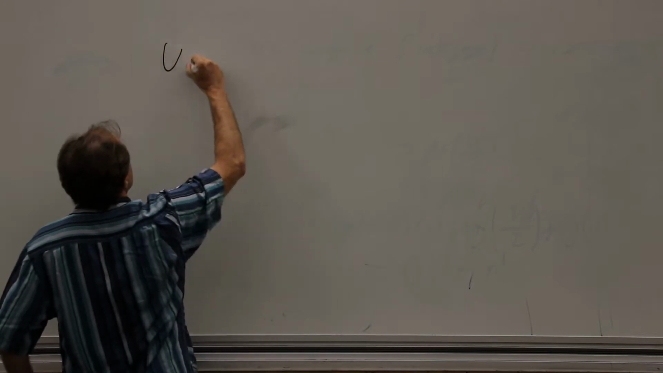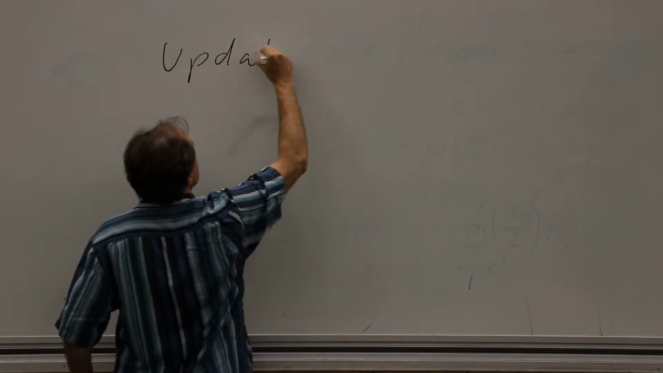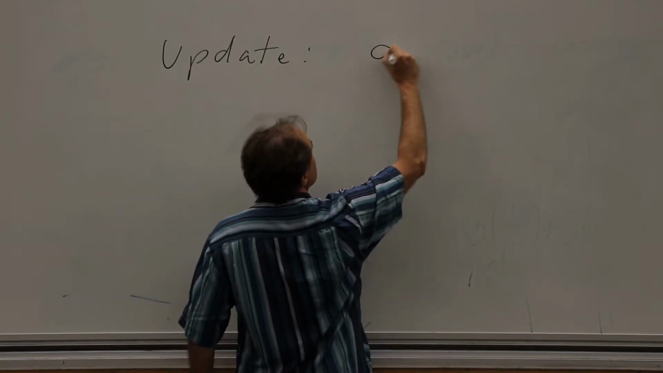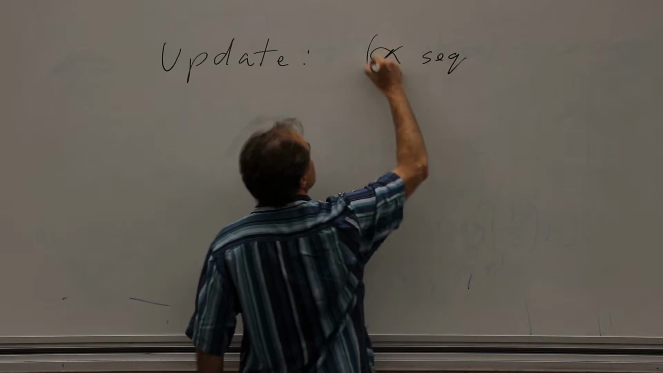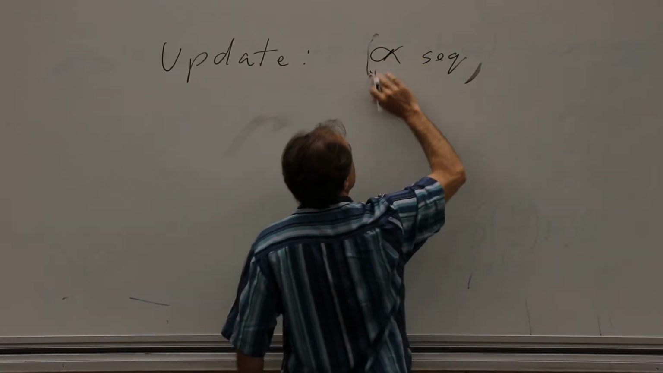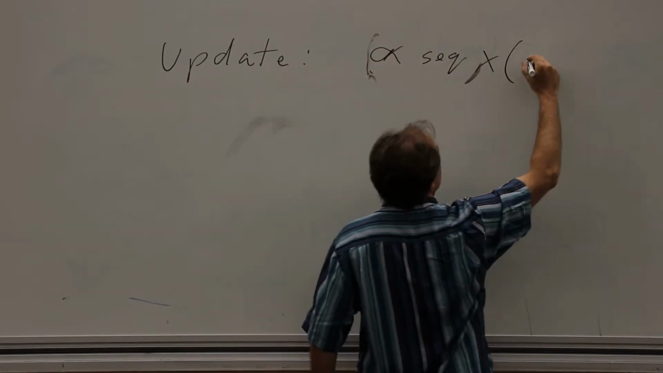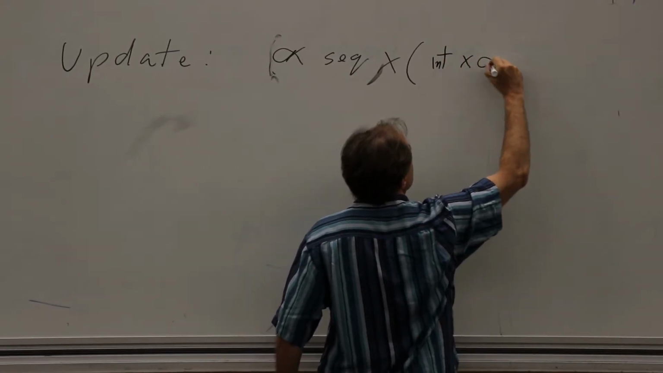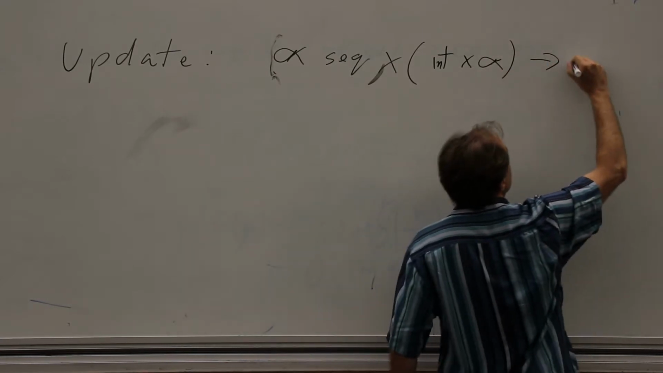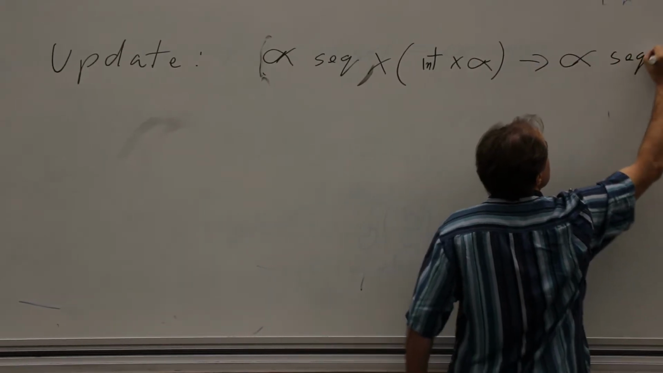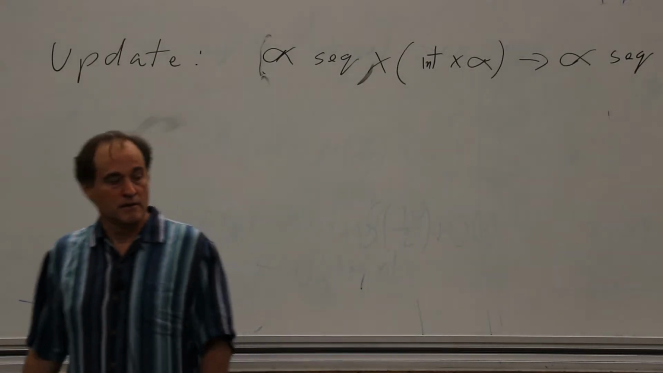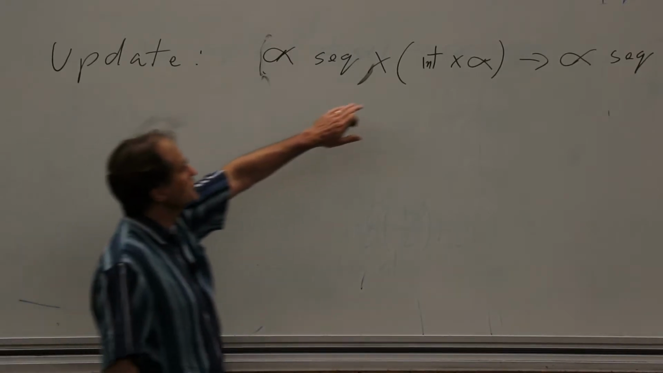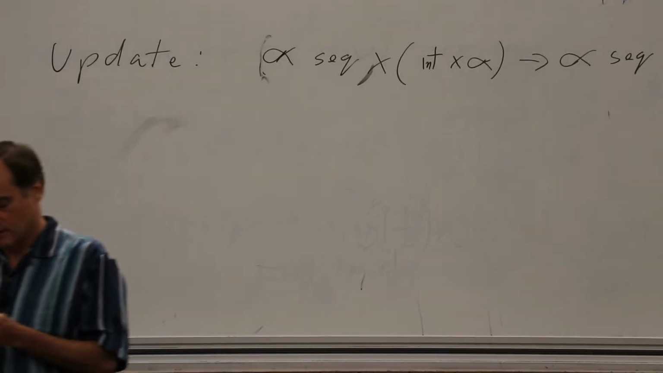So we have update, and I'll write it a bit bigger also. It takes an alpha sequence, a sequence of alpha elements, cross a pair of an int cross alpha, and returns an alpha seq. And it does the obvious thing. Basically, this is an integer. It's that particular element.